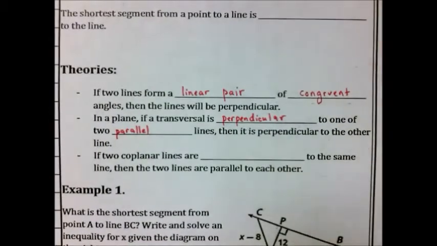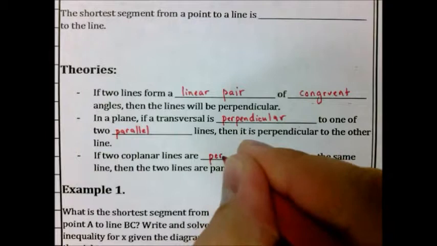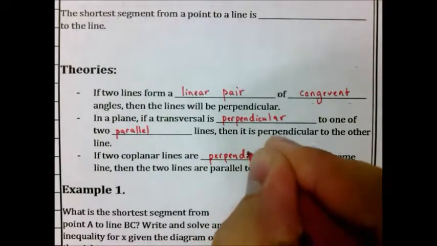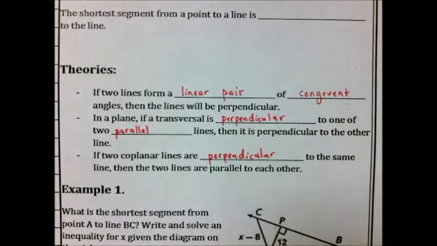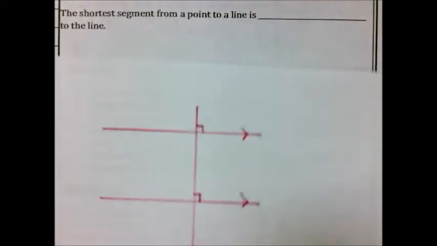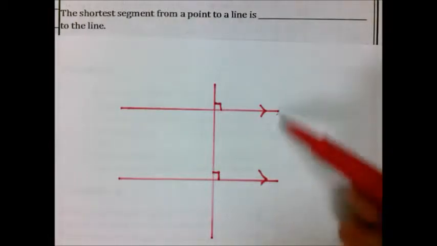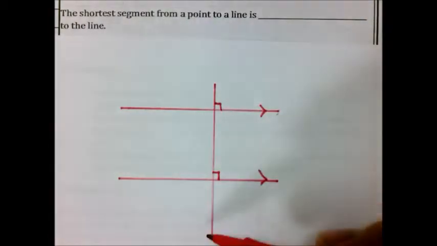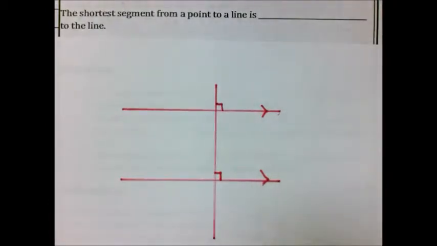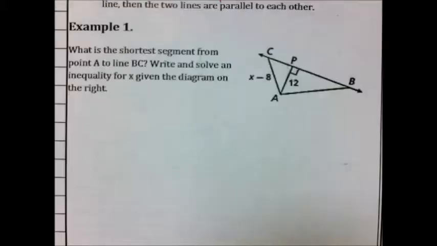So now that leads into this third one. This third theory says if two coplanar lines are perpendicular to the same line, then the two lines are parallel to each other. Okay, so same thing, this is just working backwards. If we have two coplanar lines, these ones right here, that are perpendicular to that same line, so we have two 90-degree angles, then those two lines, these ones, have to be parallel to each other. There's no other way to explain it.